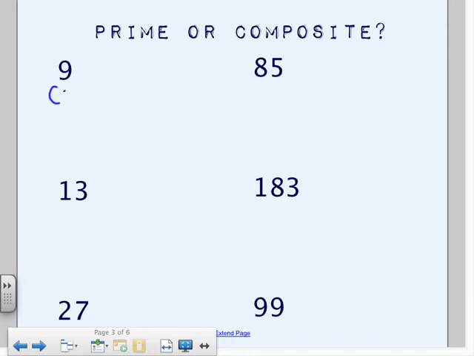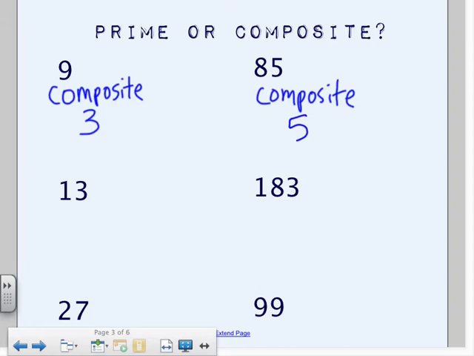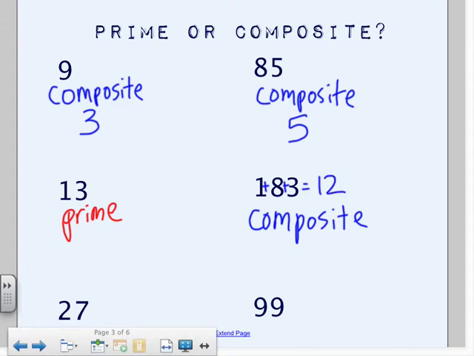All right, number 9 is our first one. It is composite because it's divisible by 1 and 9, obviously, but it's also divisible by 3. 85, again, composite. Remember, use your divisibility rules to figure this stuff out. If it ends in a 5, that means it's divisible by 5, okay? 13, prime, only divisible by 1 and 13. 183, actually composite. That's a tricky one. It kind of looks like it might be prime, right? Use your divisibility rules. If I were to add these numbers up, I would get 12. Well, that means it's divisible by 3 because 12 is divisible by 3.